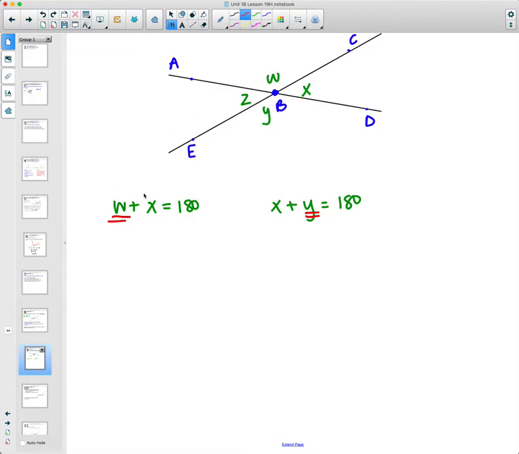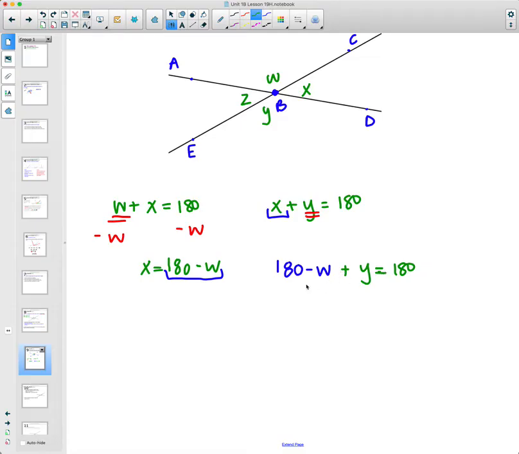So here's the algebra that would be behind that. Let's take these two equations. I'm going to solve this one on the left here for X. So I'm going to subtract W from both sides. So I get X equals 180 minus W. Then I'm going to plug this in for X right here. I'm going to substitute it in. So instead of X, I know that X is equal to 180 minus W, plus Y is equal to 180.